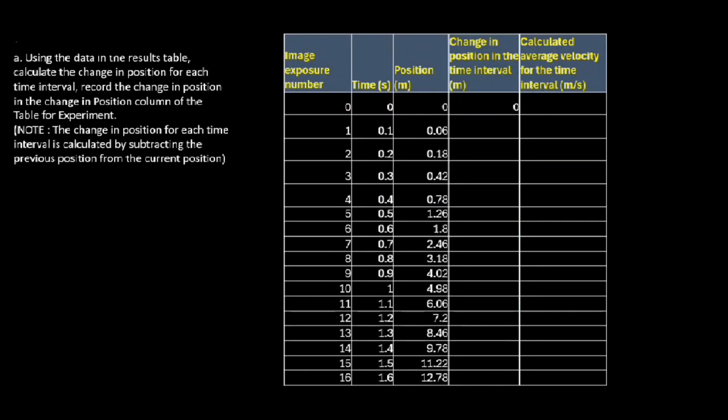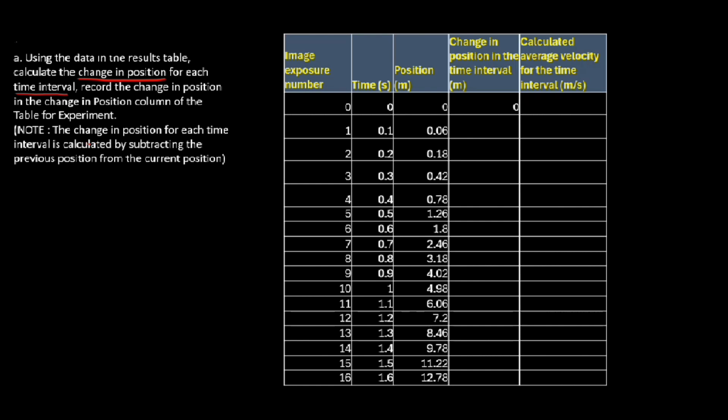Example question 37. Using the data in the result table, calculate the change in position for each time interval. Record the change in position in the change in position column of the table for experiment. So here you have an experiment for free fall where you have image exposure number, the time at which the image is taken, and the corresponding position values. From these position values, you need to find the change in position in each time interval.